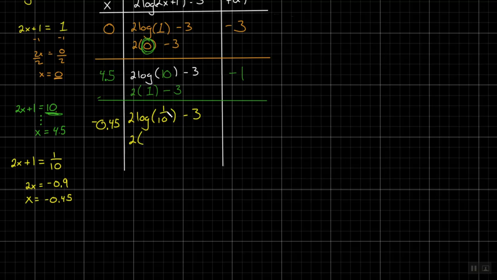How do I even think about that? Ten to what is 1/10? Negative 1. So what's 2 times negative 1? Negative 2. We now have 3 wonderful points that I'm pretty confident that we can graph, and graph it well.